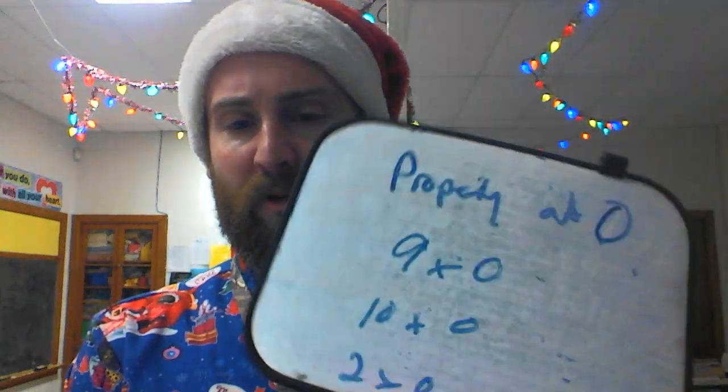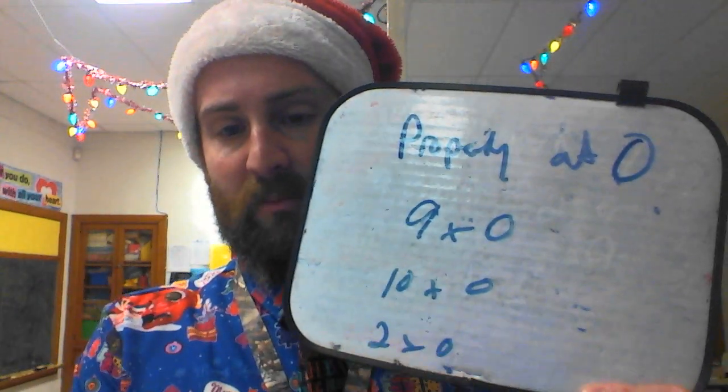And then there's the multiplication property of 0. That is self-explanatory. It doesn't matter in multiplication or division if you have a 0 in the problem, the answer is always going to be 0. 9 times 0, 10 times 0, 2 times 0, it is always going to be 0.